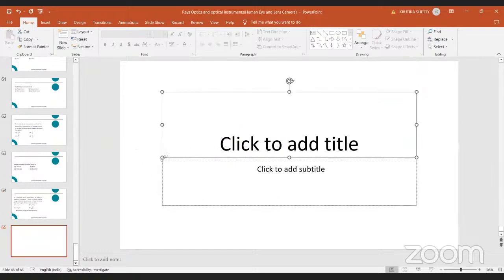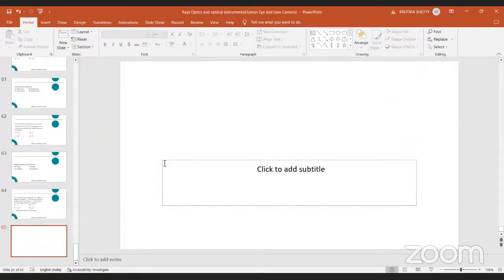Okay, so now we will discuss some previous year questions. Here the question is there which was asked in Karnataka CET, in the year 2015. So I'll tell you all the questions. The fifth question is, so let's see who will answer this one.